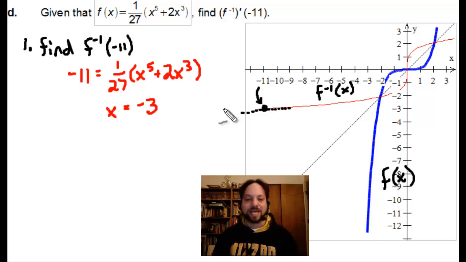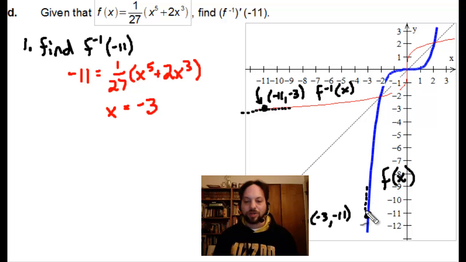What that means is that at the point negative 3 comma negative 11, that is going to be the point on our original function that corresponds to the point that we're interested in our inverse function. See, what we could say is that this is actually the point negative 11 comma negative 3. And so in our original function, this is actually going to be the point negative 3 comma negative 11.